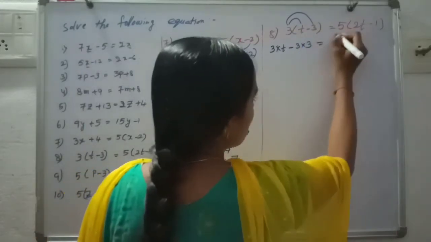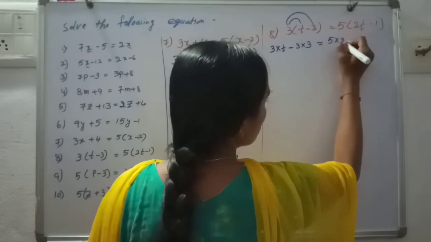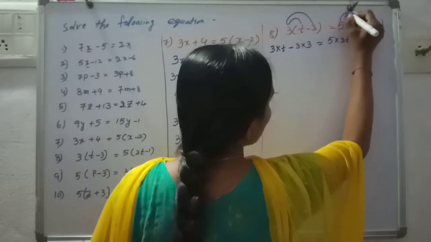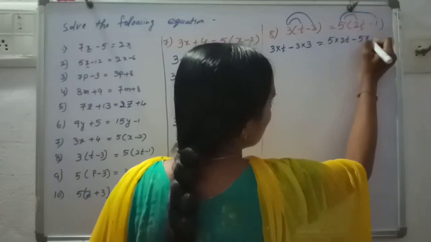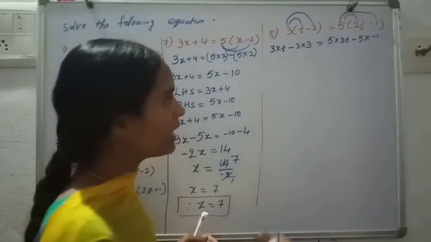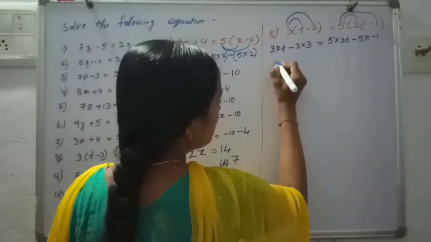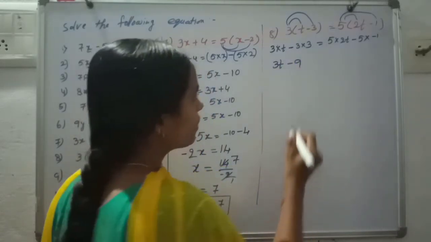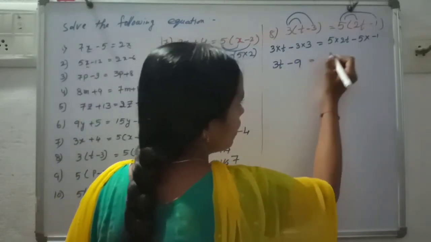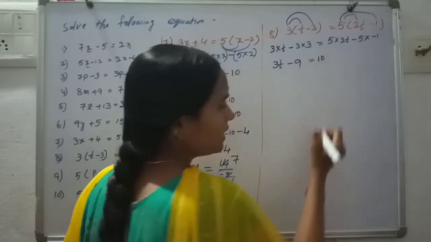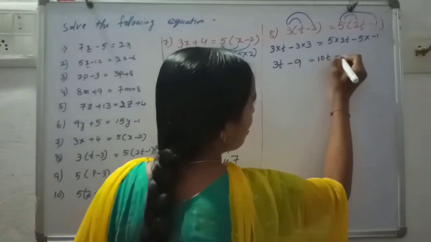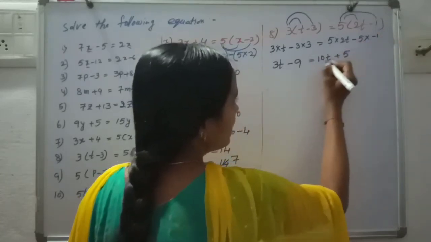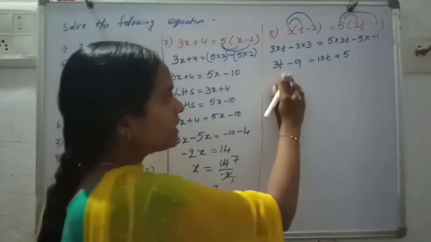Okay. Now let's see here 5 into 2t, 5 into 2t minus 5 into minus 1. Okay, now 3 into t, 3t minus 3 threes is 9, equal to 5 into 2, 5 twos are 10t, minus times minus is plus, 5 ones are 5. It is the value of the simple equation.